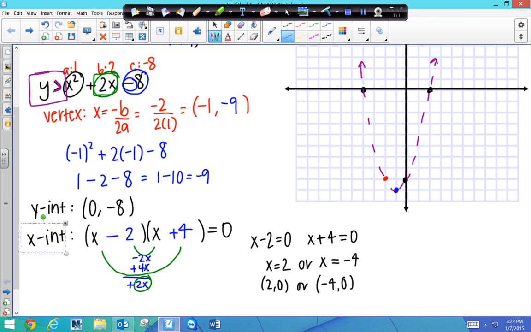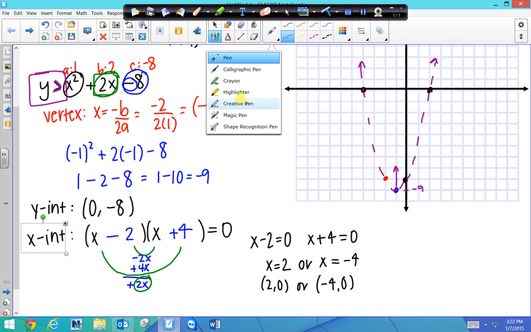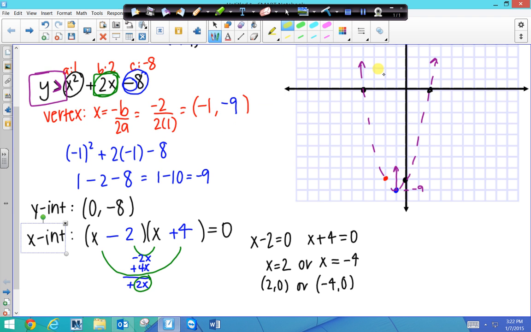It says y is greater. So if you put your pencil on your vertex, you want to know this y value down here is negative 9. You want to know which way should we go to find y values that are bigger than negative 9. And that would be up. So we're going to shade on the inside of our parabola. And so this would be what our finished solution would look like.